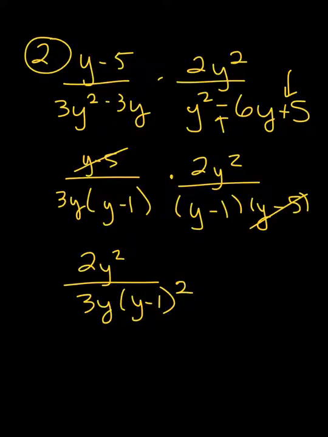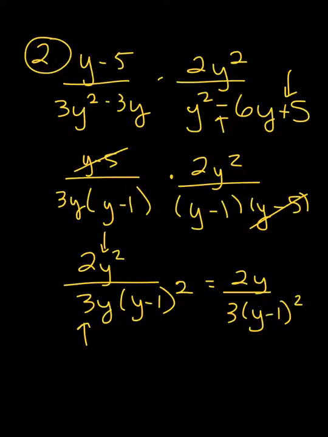Now I can see if I can simplify. My coefficient's 2 over 3. Can't simplify that at all. And then I have y squared over y, which I can simplify. That will simplify to y to the first power in my numerator. So my final answer is 2y over 3 times the quantity of y minus 1 quantity squared.